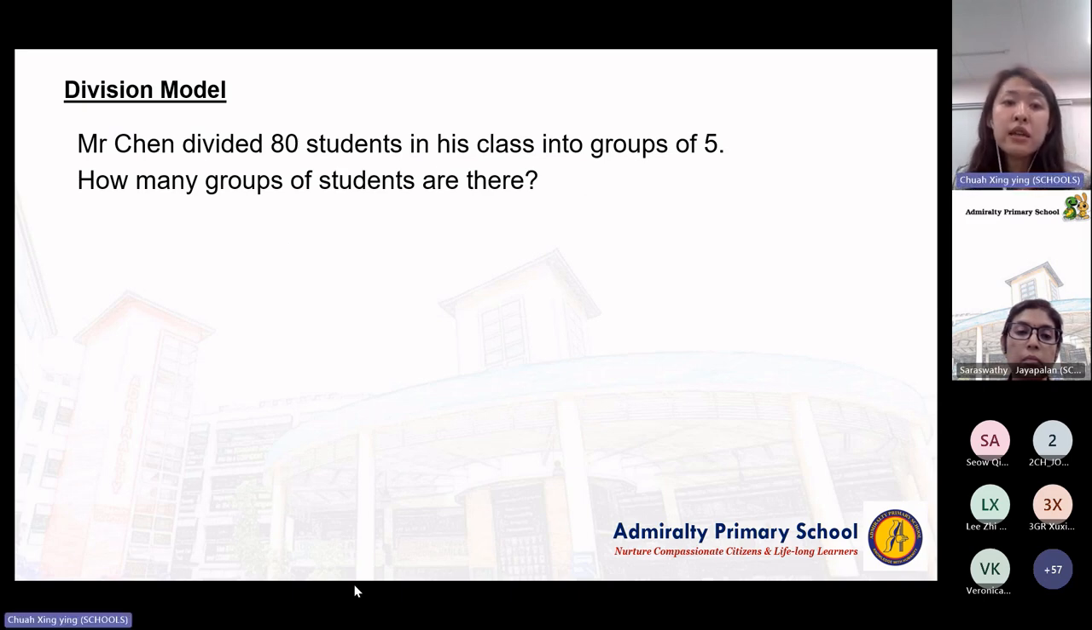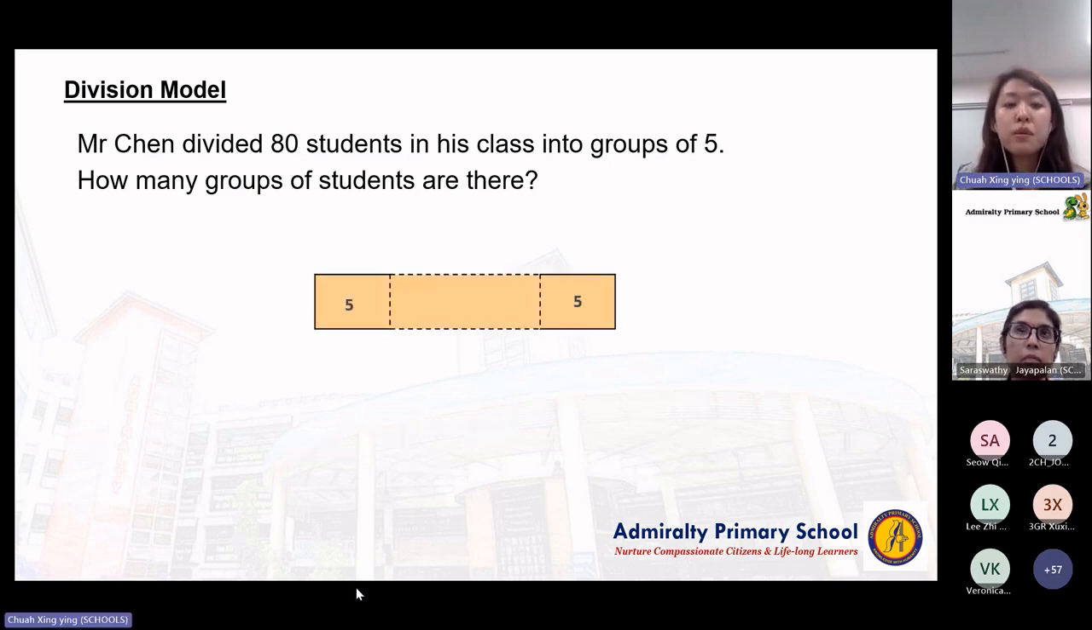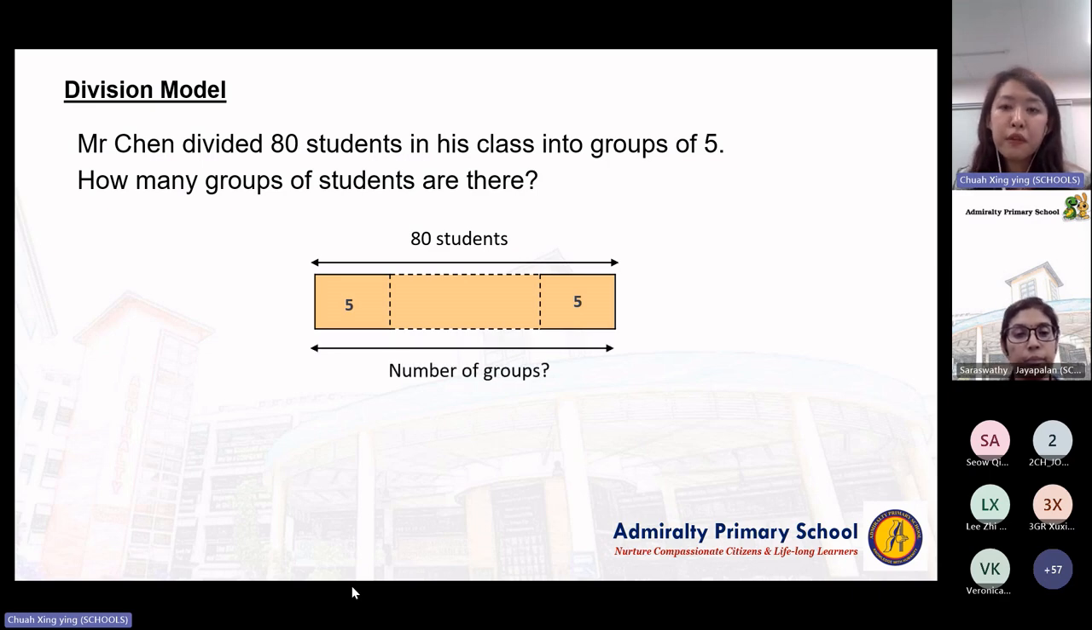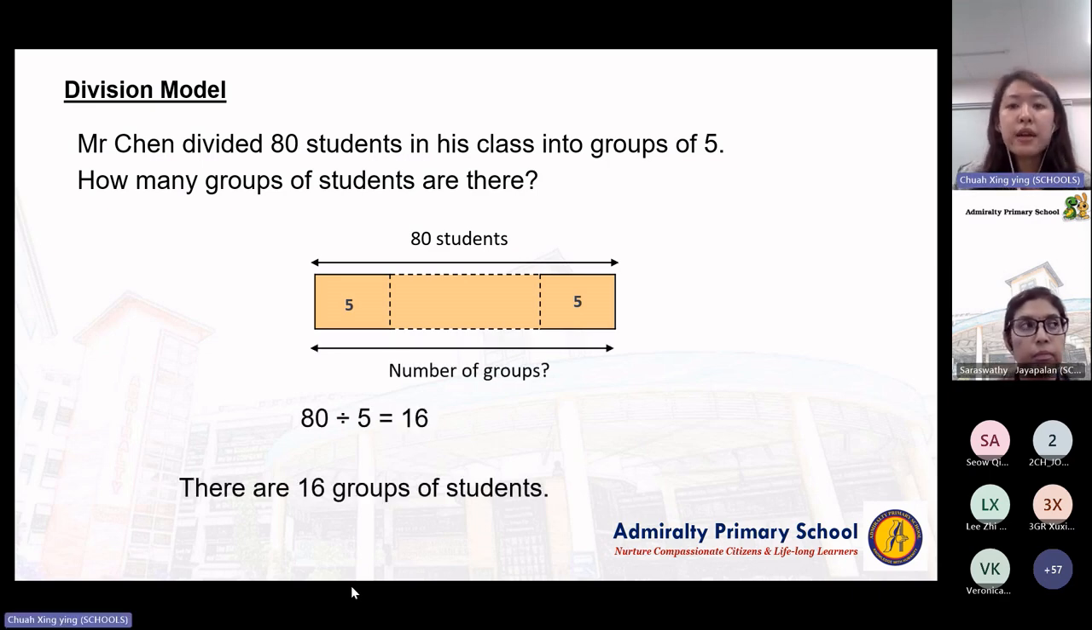Mr. Chen divided 80 students in his class into groups of 5. How many groups of students are there? So we draw the first group, 1 unit 5, last group, 1 unit 5. We will label the total as 80 students. We want to find number of groups. 80 divided by 5 equals 16. There are 16 groups of students.